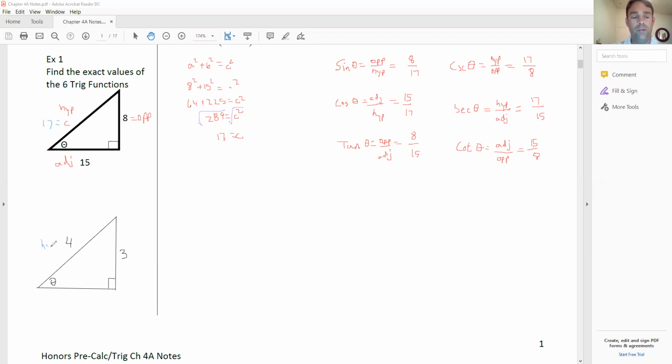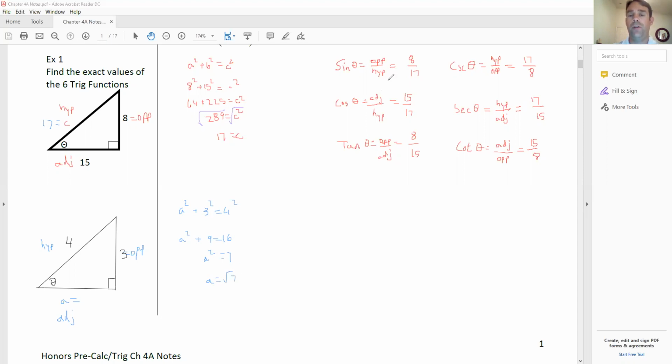First of all, we have the hypotenuse. We have the opposite. What we don't have is the adjacent. So that's what we're looking for, that adjacent side. So a squared plus 3 squared equals 4 squared. So a squared plus 9 equals 16. A squared equals 7. And a equals the square root of 7.